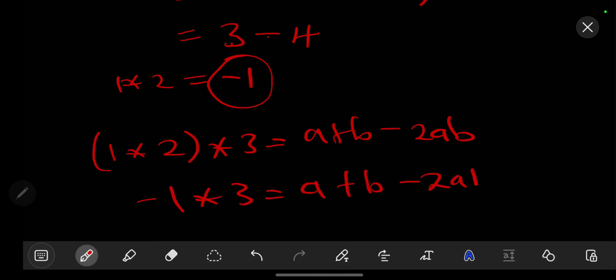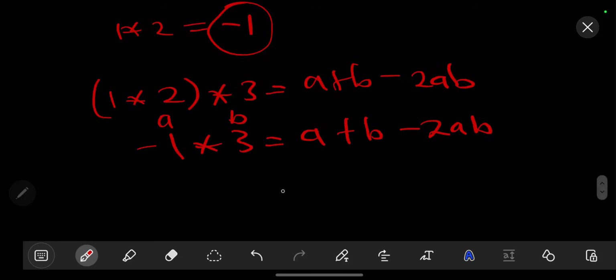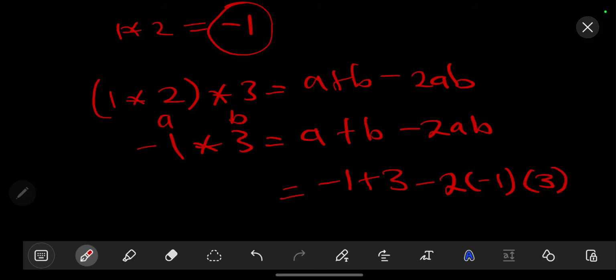Then we have minus our 2ab. Where there is 1, we put a. Where there is 3, we put b. So we are going to have something like negative 1 plus our, where there is b, we put 3, minus our 2. Our a value is equal to negative 1. Then our b value is equal to our 3 like that.